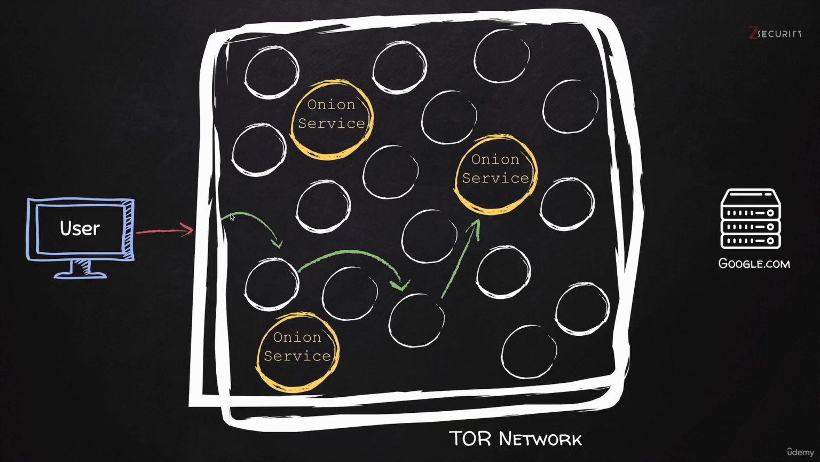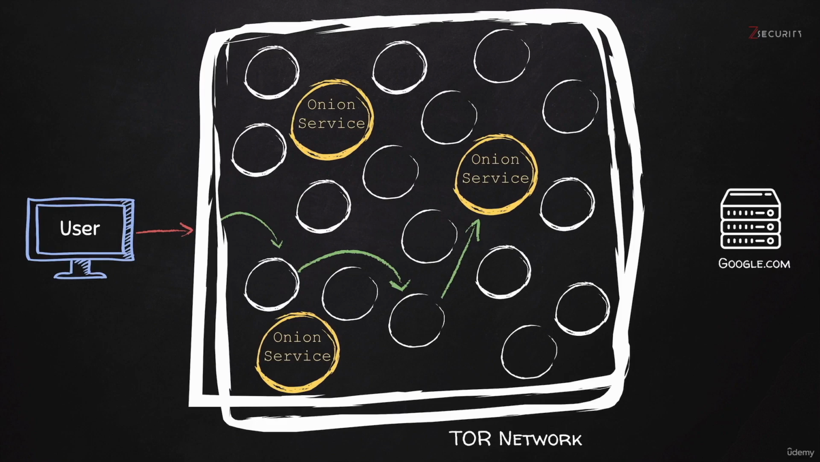Then, once you're in the network, you're going to bounce your request over a random node. You're going to go to a second random node. And finally, instead of going to a third node, then out to the internet, to another website on the surface web, you're going to stay within the Tor network, and you're literally just going to go to your onion service.